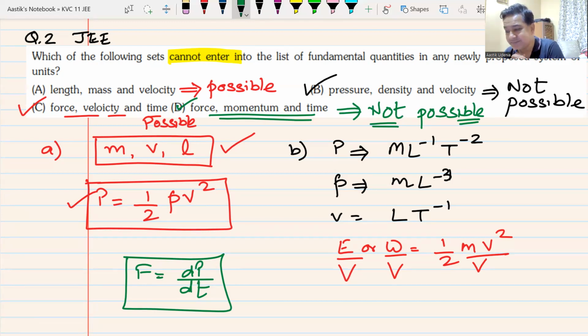Do we understand this? Out of this, I think options A, C, and D were things that we have probably known or learned. Option B was probably an option that we did not know. Remember, pressure can be written as half rho V square. If you remember this, then you understand that option B is not possible.